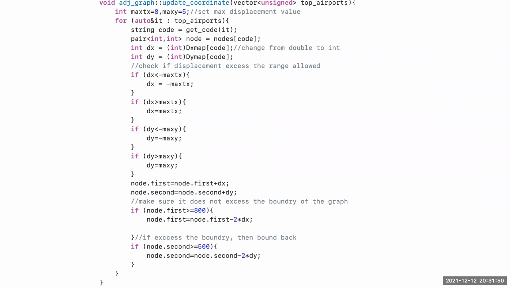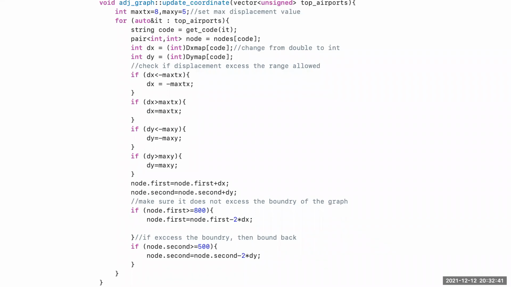However, we encountered an error where some points may exceed the canvas, which is not what we want. So we added some constraints, like the middle parts of the function, to keep the displacement from being too large. Also, if a point exceeds the given range, it will be shifted in another direction by the same distance, as if it truly hits a wall.